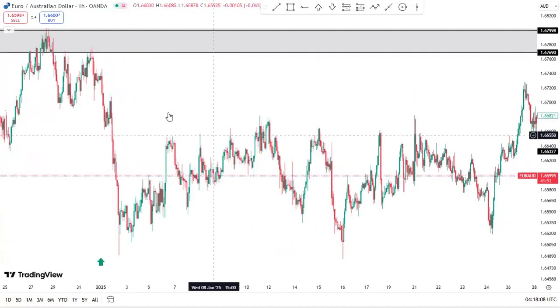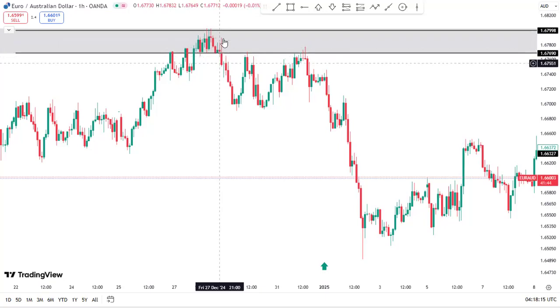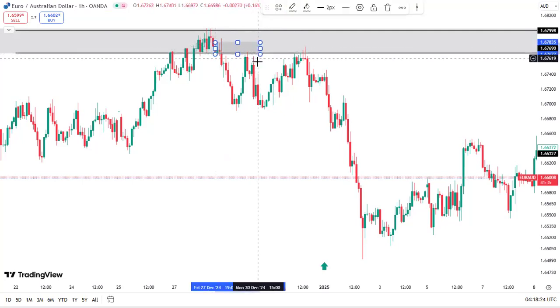All right, here we are. This is our 1 hour time frame. This is the continuation pattern that I was talking about here. Can you see it? This is the continuation pattern. Let me just add it like this. Can you see the continuation pattern?